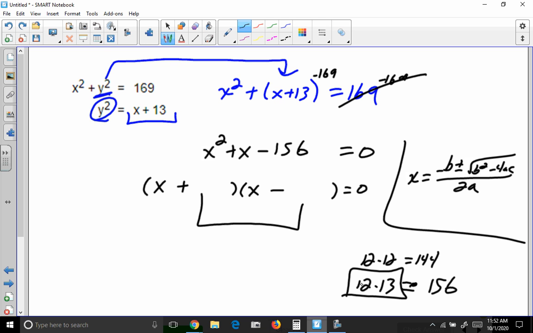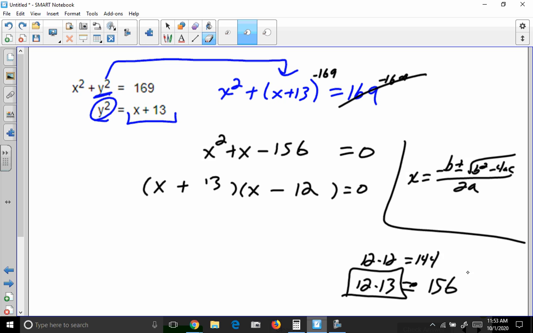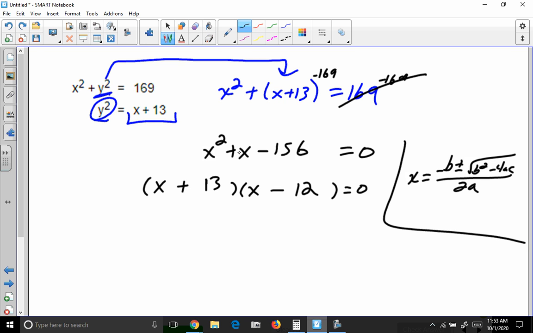Why did I pick 12 times 13? 12 and 13 are 1 apart, and when I subtract those numbers, I get 1. I might have started off trying 13 and 14 because they're 1 apart. But if I multiply those together, that doesn't give me 156. But 12 and 13 have a difference of 1, a product of 156. So we need a 13 here, a 12 here. 13 times negative 12 is negative 156. 13 minus 12 gives us the 1 in the middle, so that factors.